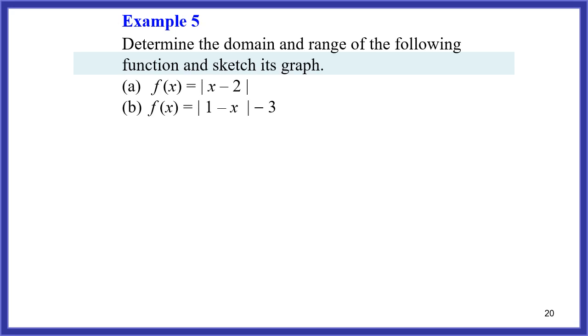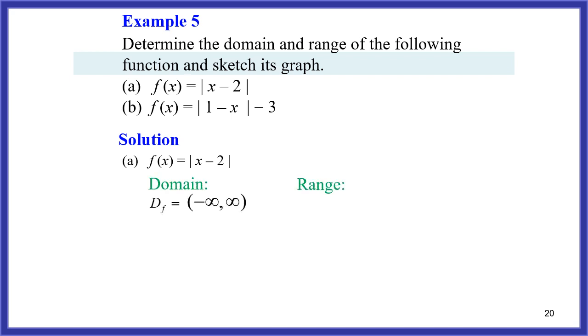So let's do some examples. Determine the domain and range of the following function and sketch its graph. Okay, so function f(x) equal to absolute of x minus 2. To find the domain, it's always negative infinity to infinity. The range, because we know that absolute of x minus 2 is always positive, so y is also more than or equal to 0. So the range is from 0 to infinity.